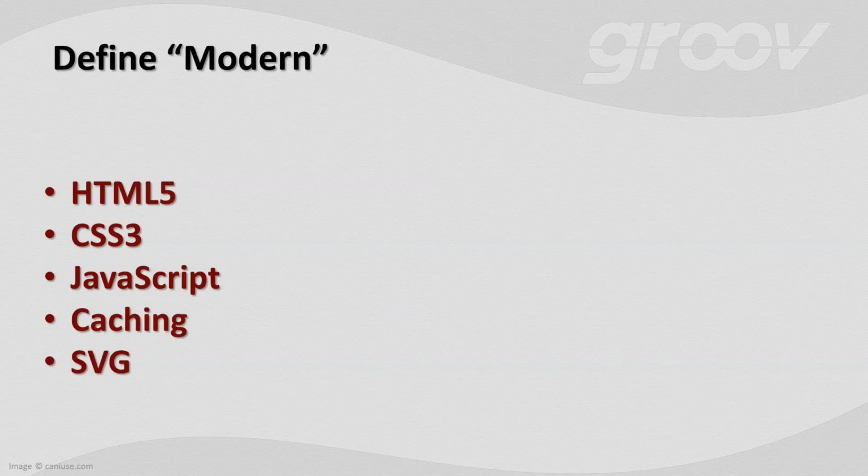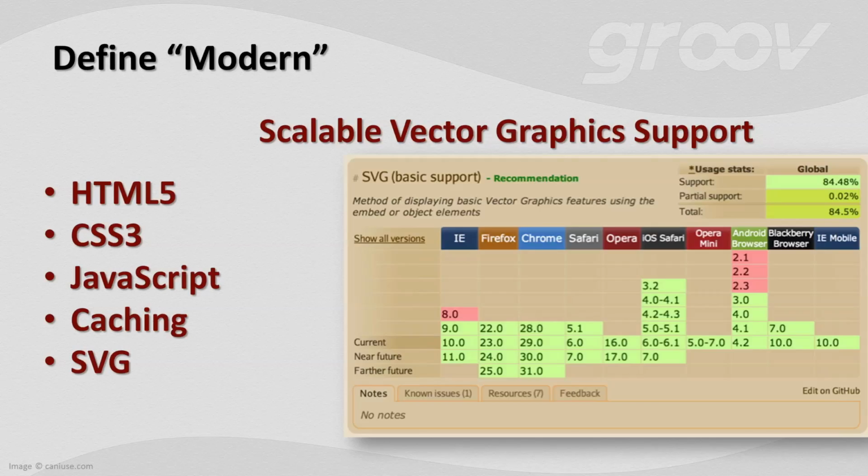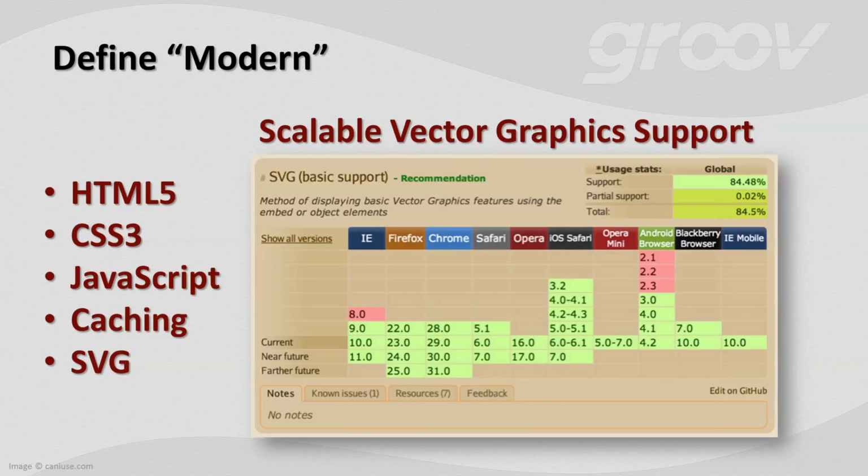So as you can see by this chart that's coming up, this last one here is called SVG, and that stands for Scalable Vector Graphics Support. This is a big one, and as you can see, we're starting to see SVG basic support across all of the browsers. So that line of green there indicates that most modern web browsers today are supporting something called SVG, and that happens to be really important, and here's why.